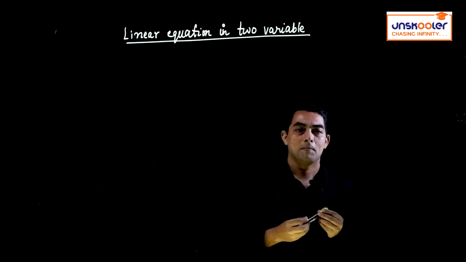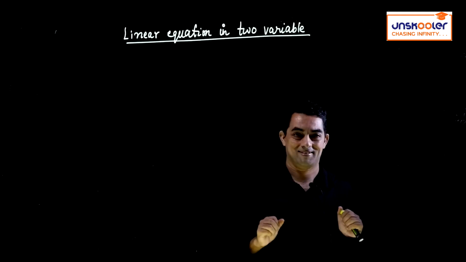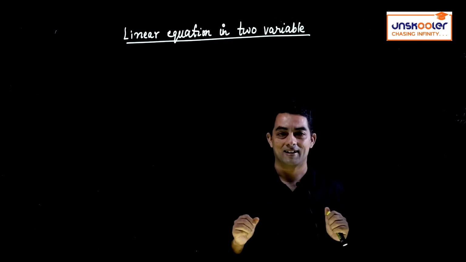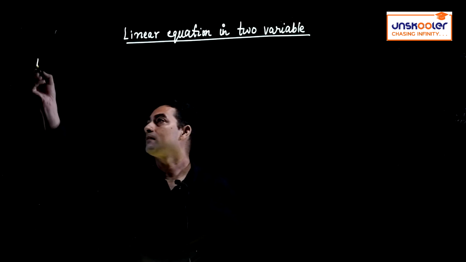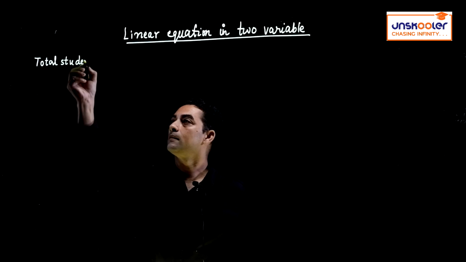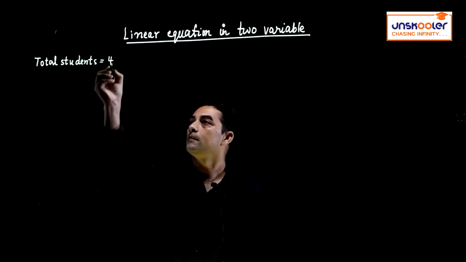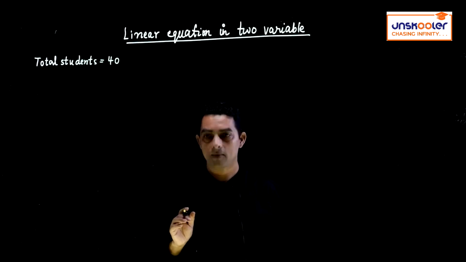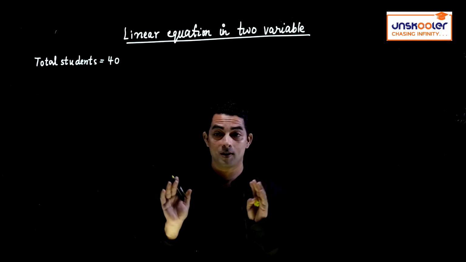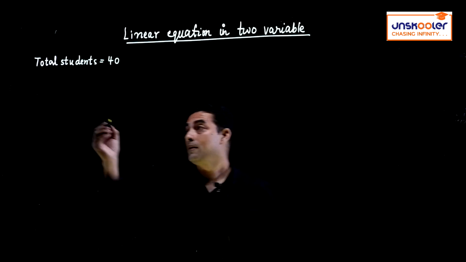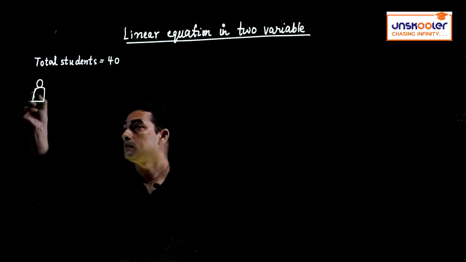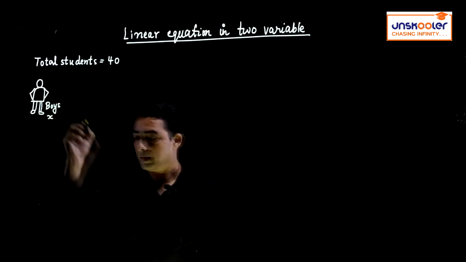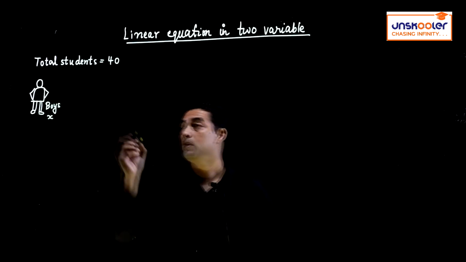Let us start by giving you a simple situation. The situation is, let us say that the total students in a class is 40. I am giving you this condition that the total students in the class is 40. I am not telling you how many boys and girls are there. So let us assume that the number of boys be X and number of girls be Y.